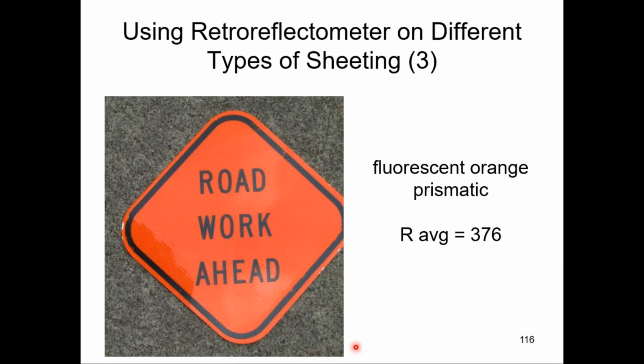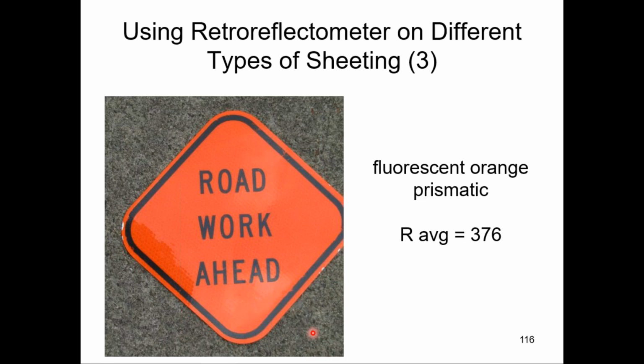This is a fluorescent orange prismatic sign, temporary traffic control. It's also new. It's a little bit dinged up on the edges, but the sheeting itself is not really scratched or damaged. And notice one thing you can see clearly here: there's mirror reflectivity, because this sign has never really been outside. I tried to take good care of it, so you can see the sky and trees reflected in this sign.